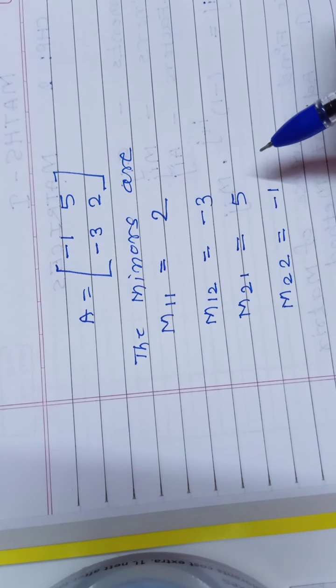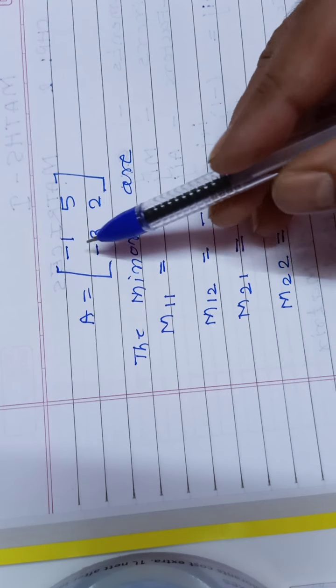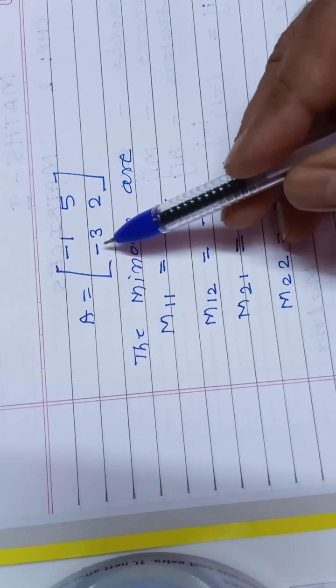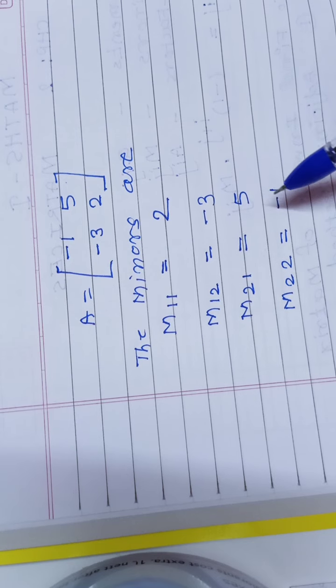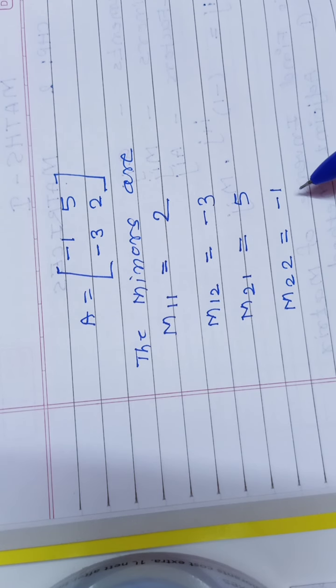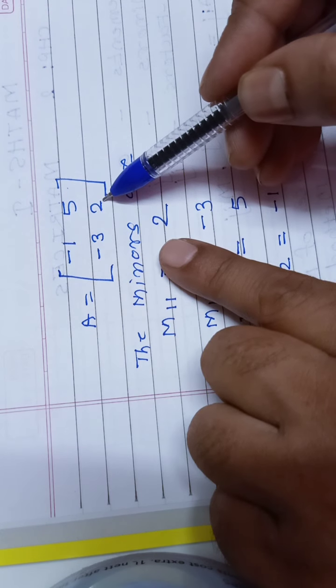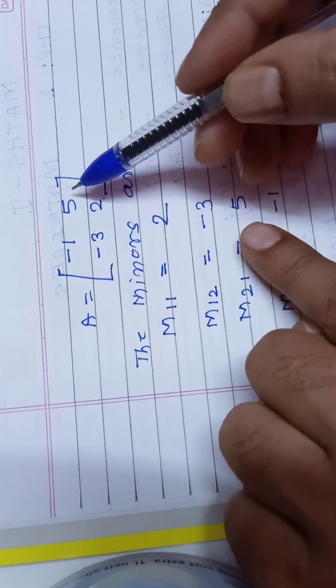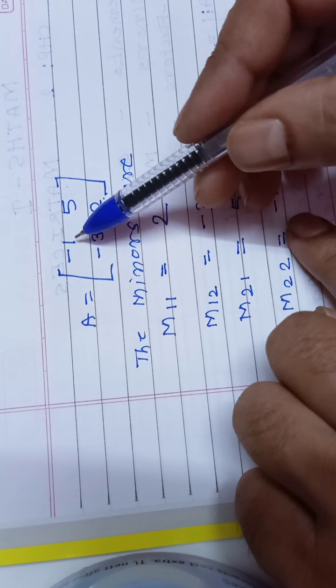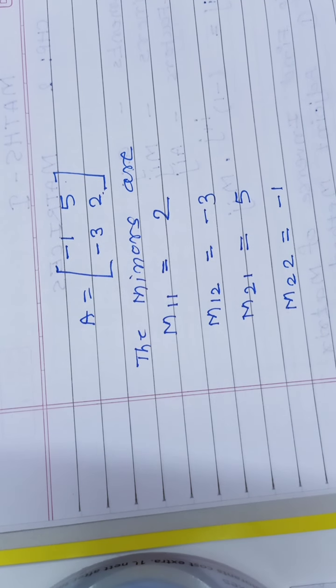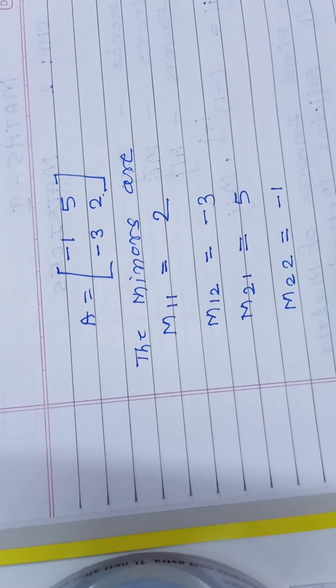The very important thing is that the same numbers which are present here are the ones here. Okay, the sequence is like this: 2, minus 3, 5, minus 1. So finding the minors is a very easy task. Now we are proceeding to find the cofactors.